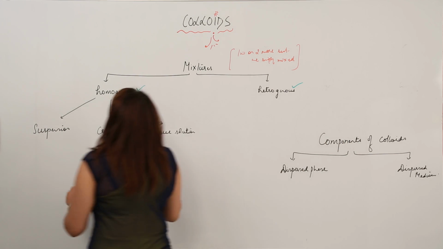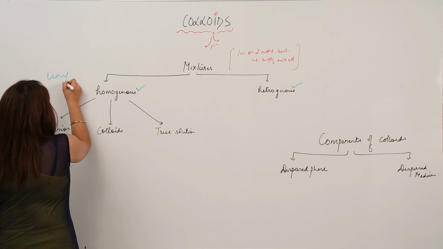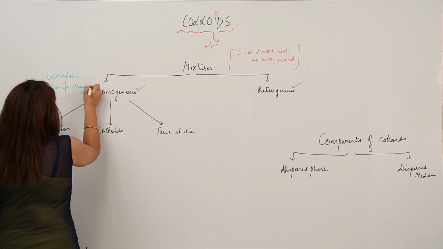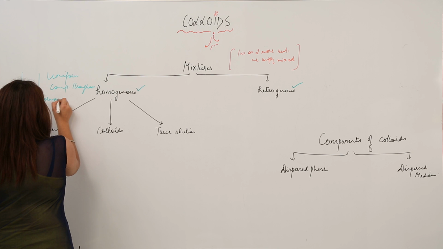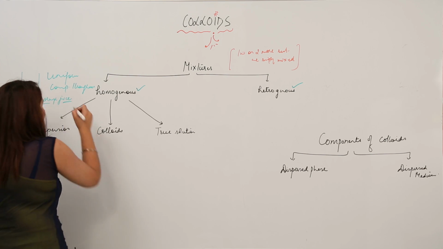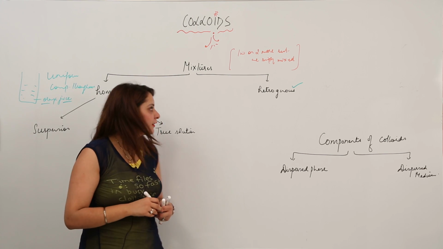Homogeneous is that which has uniform composition throughout. Like you can see the orange juice. So from wherever you pick the sample, it is going to possess the same properties.